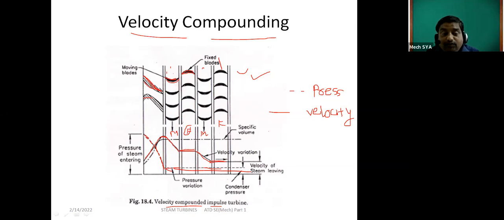So this much velocity we got in the nozzle, and afterward this much is the reduction, and this is the final velocity. This is the velocity of the steam leaving the turbine, entering the condenser. So we are decreasing the velocity continuously while the pressure remains constant, by arranging more rows of moving blades and fixed blades, where the fixed blades act only as guide blades. Understand this velocity compounding. You can draw this figure in your drawing.